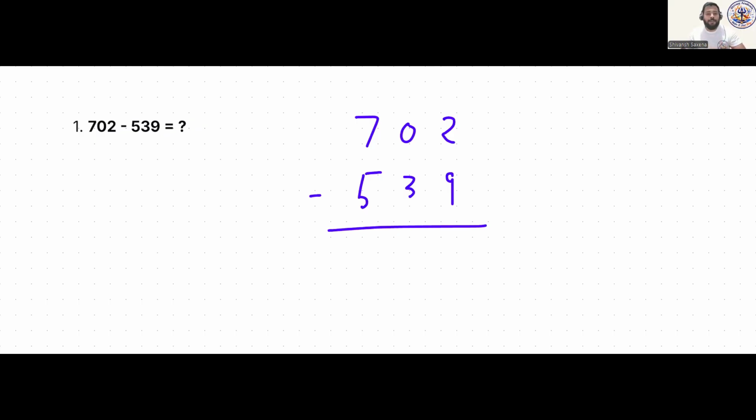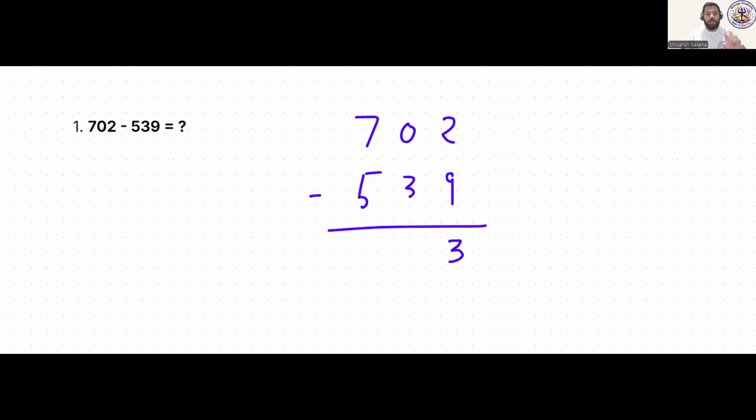Now, 2 take away 9 makes it negative 7, or a 7 with a negative sign. So, complementary of 7 is 3. I write down the 3 below and I subtract 1 from the preceding digit in the minuend, that is the 0 over here in the second column. So, 0 take away 1 is negative 1. Negative 1 take away 3 makes it negative 4. And complementary of 4 is 6. So, I write down the 6 over here.